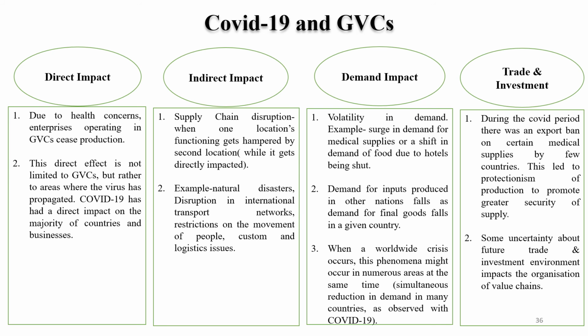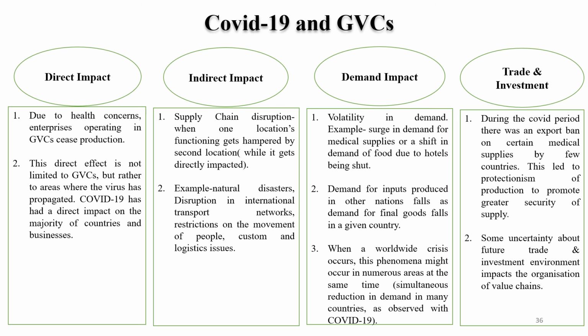So when we look at the possible impact of COVID-19 on GVC, we can divide the impact into four possible parts. One is the direct impact, just because of health concerns, on enterprises operating in GVC production. And this direct effect is not limited to one location. It has an impact on other locations as well.